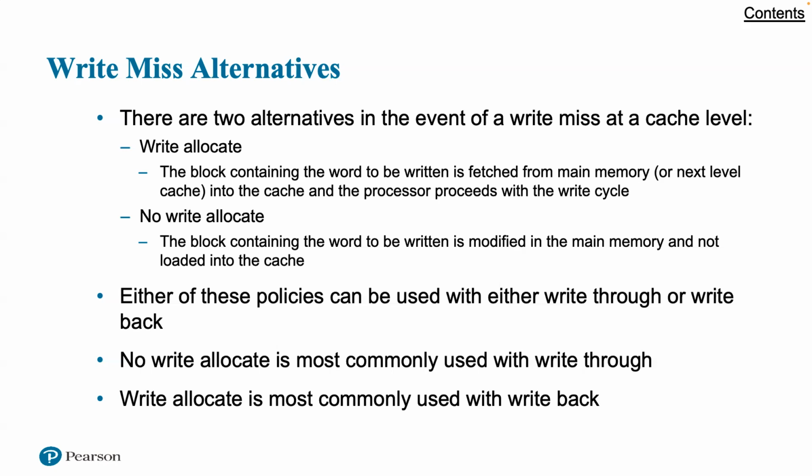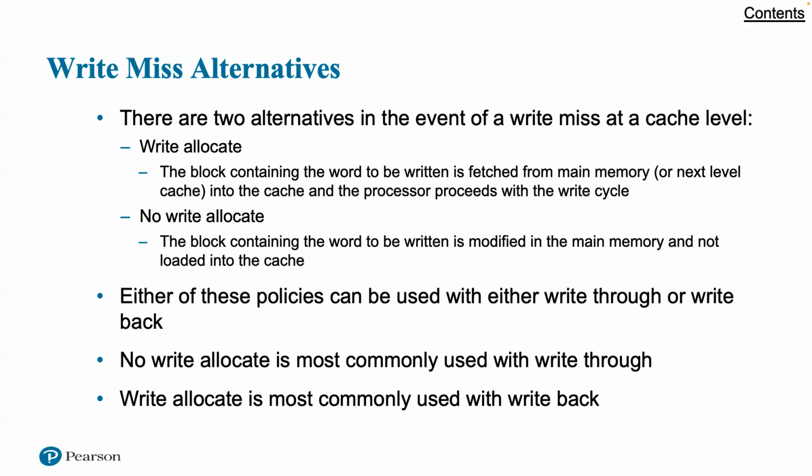Either of these policies can be used with either write through or write back. Most commonly, no write allocate is used with write through. The reason is that even if locality holds and a write will be made to the same block in the near future, the write through policy will generate a write to main memory anyway, so bringing the block into the cache does not seem efficient. For example, the ARM Cortex processors can be configured to use write allocate or write allocate with write back, but only no write allocate with write through.